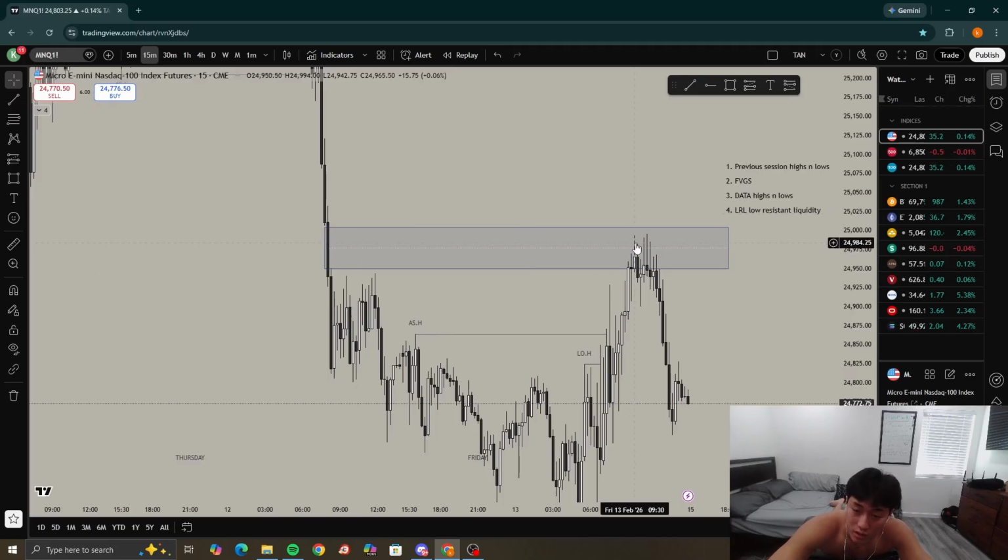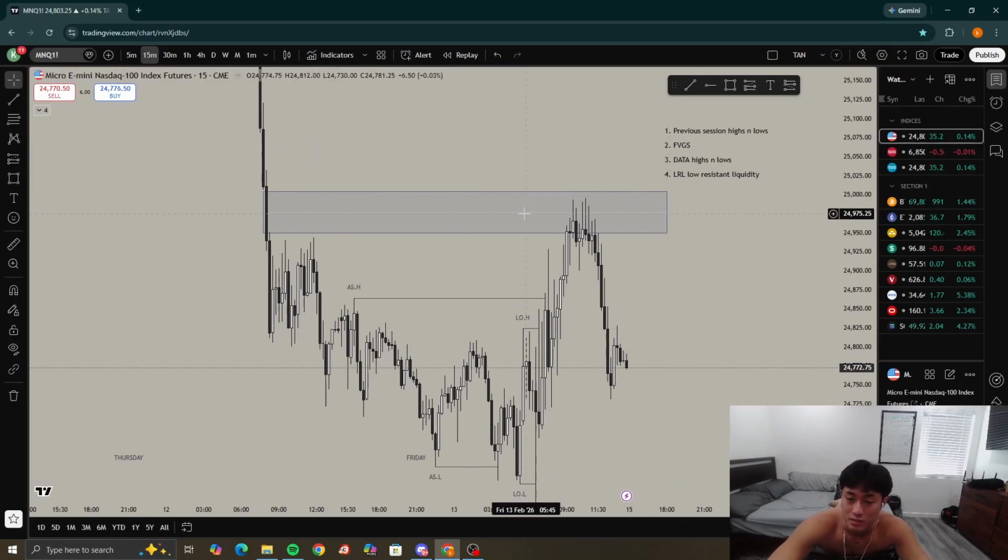If price comes into it and rejects off of it, we know that sellers are still present, and we can hold our bearish bias in this case because, just like previous session highs and lows, there's contracts lying within these gaps. And once we see a reaction off it, we can trade with it.